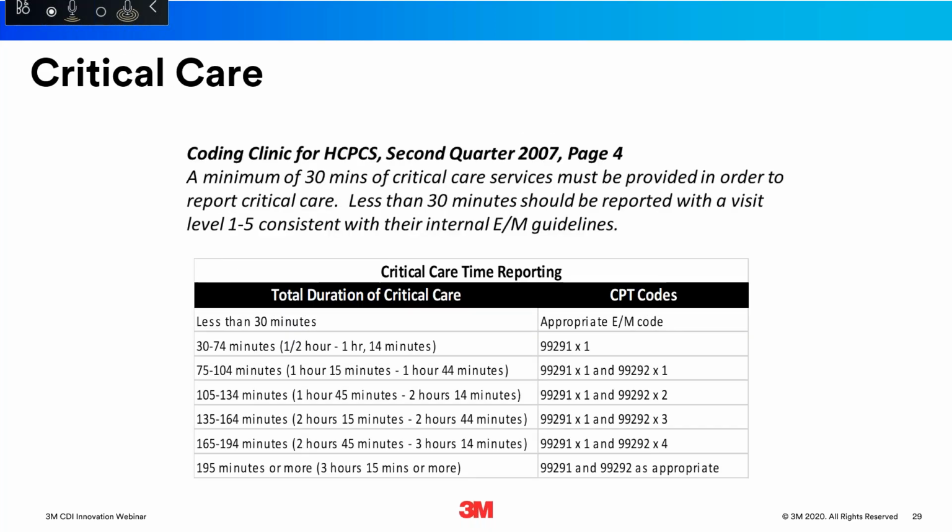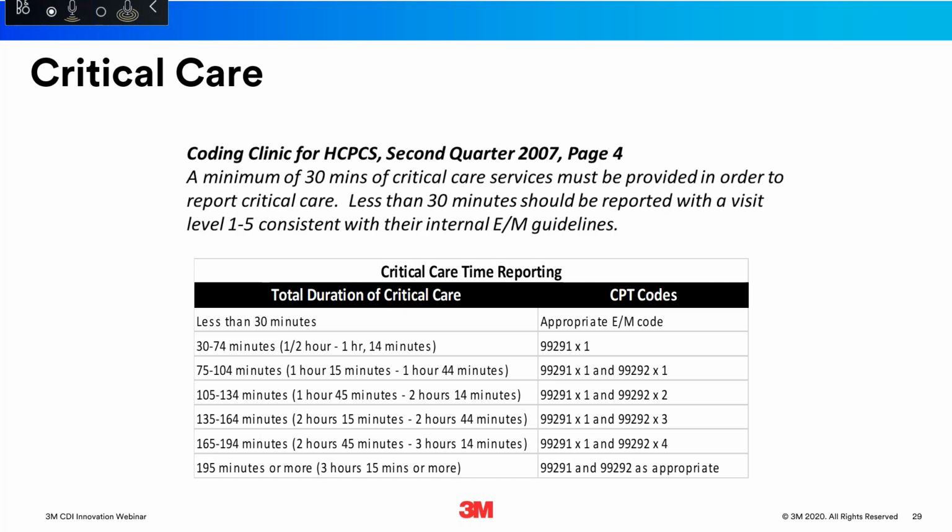And then we have critical care. This is one of my pet peeves. Critical care is a minimum of 30 minutes required before you can report the service. And a lot of times, coders will start calculating the time when they could just look at the time the critical care started and the time the patient was discharged or expired. And if it's less than 30 minutes, then you're done. You assign it to one of your levels based on your internal E&M guidelines, and you're done.